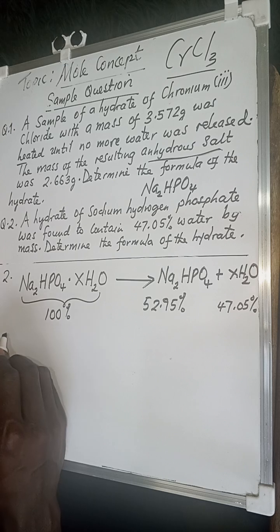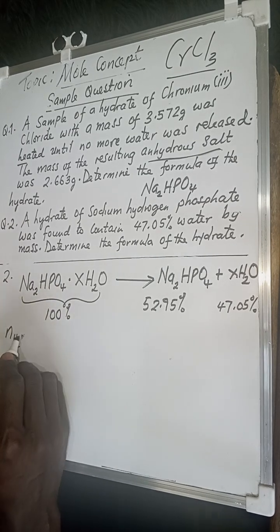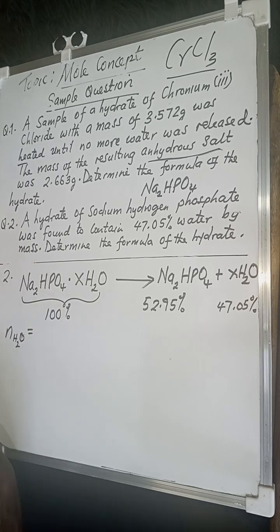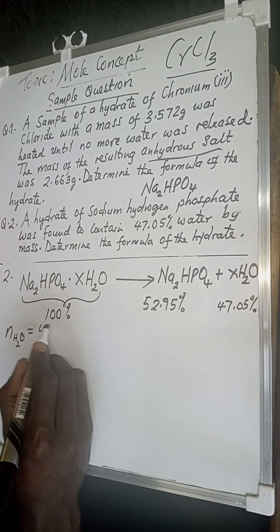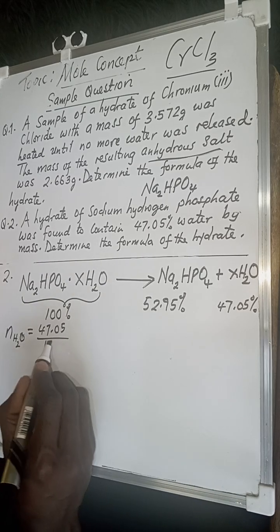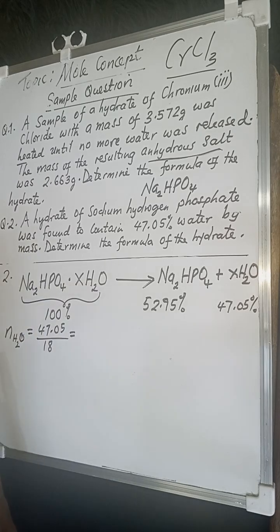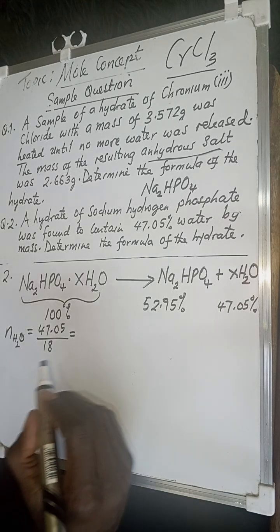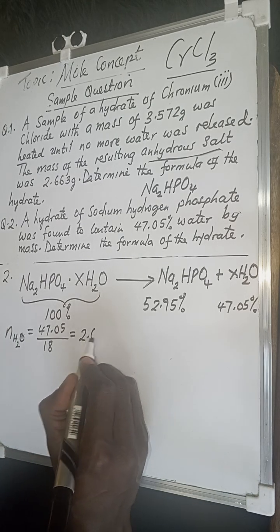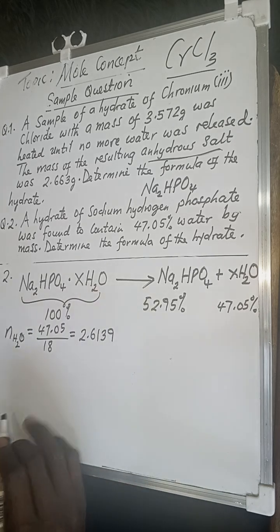So we do the same. We are going to find the number of moles of the H2O, the water molecules. The number of moles of the water molecules, which in this case will be 47.05, you simply divide by the molar mass, which is 18. If you divide 47.05 by 18, to 4 decimal places, it will give you 2.6139. That's what you're going to have.